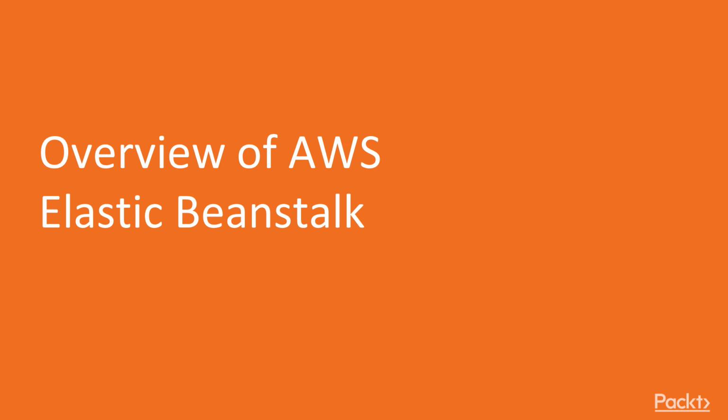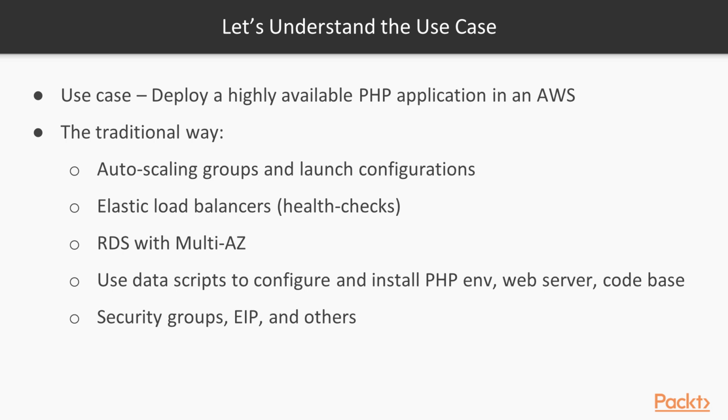So, let's go ahead and understand Elastic Beanstalk with a simple use case. Now, the use case is that you want to deploy a highly available PHP application in AWS. Now, in order to have this specific use case scenario, what are the things that you'll have to do? First is you have to work with auto-scaling groups, launch configurations, elastic load balancers, then RDS with multi-availability zones.